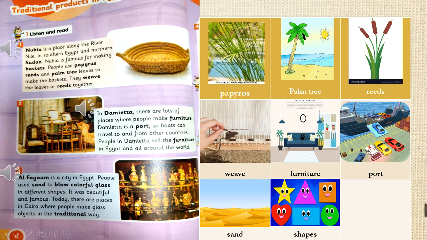In Damietta, there are lots of places where people make furniture. Damietta is a port, so boats can travel to and from other countries. People in Damietta sell the furniture in Egypt and all around the world.